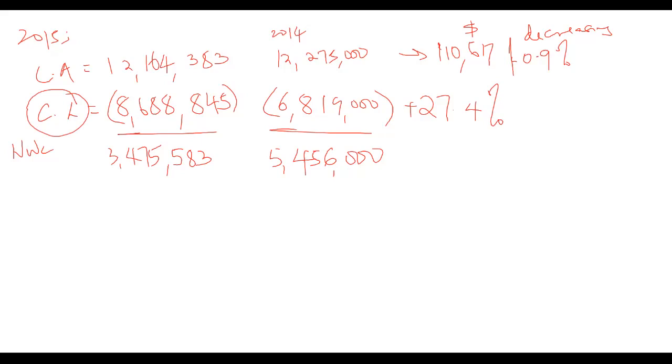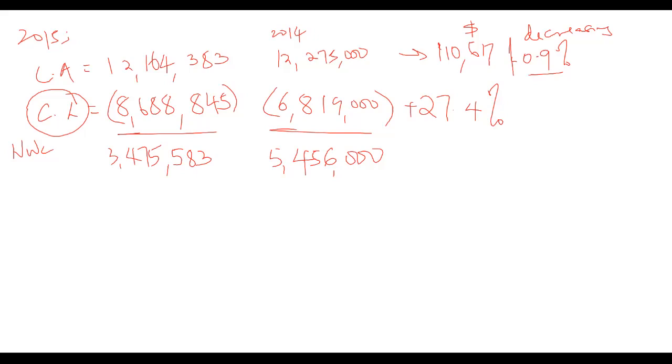If maybe the current assets decrease by 0.9% and the current liability decreases by the same rate, then that can be more or less considered, hey, the market is not doing well. However, your current assets are decreasing by 0.9%, and the current liabilities are increasing by 27.4%. That's too huge. You can't say that maybe 2015 is worse.